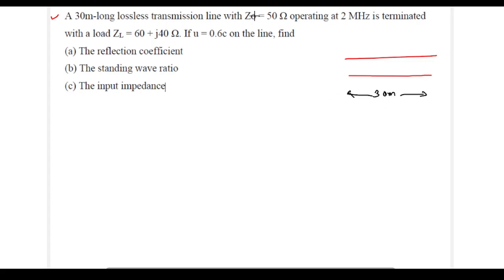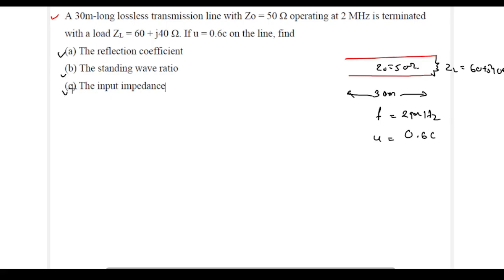Now, the characteristic impedance Z0 is given as 50 ohm, and the frequency of operation is given as 2 megahertz, and the line is terminated with a ZL. Here one load is connected and the ZL value is given as 60 plus j40 ohm. The velocity of the wave in the transmission line is given as 0.6 c. With this data, it is asking for the reflection coefficient, the standing wave ratio and the input impedance.